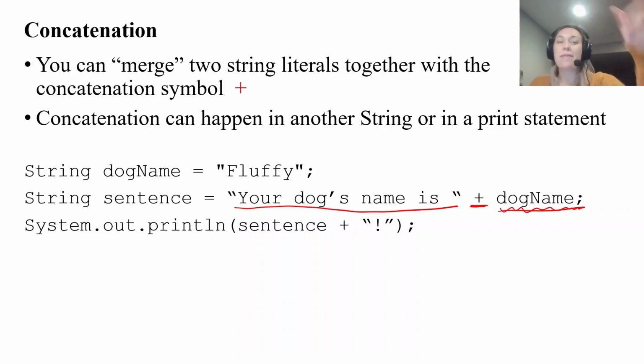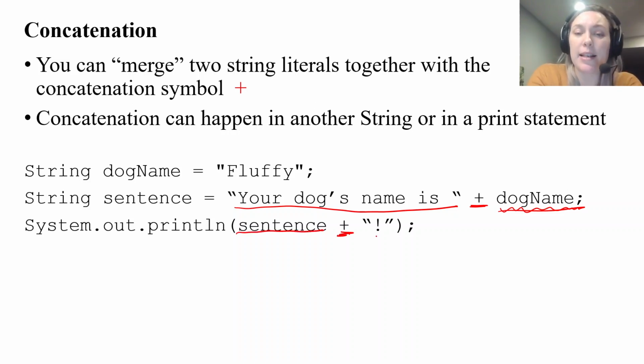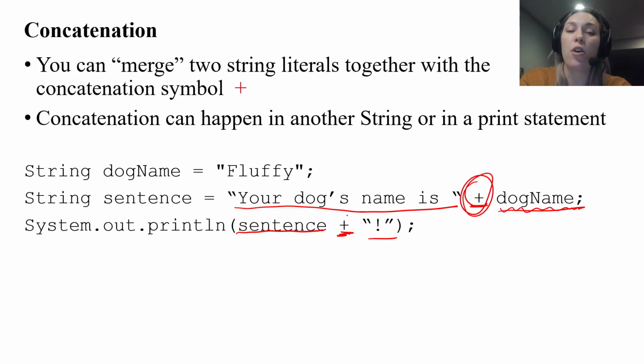And then on the print line statement, you'll see another example of concatenation where it takes that sentence plus an exclamation mark in quotations around it. So sentence contains your dog's name is Fluffy. So System.out.println will print your dog's name is Fluffy, and then it'll push together an exclamation mark at the end of it. So concatenation, two different ways: in a string itself or in a print line statement.